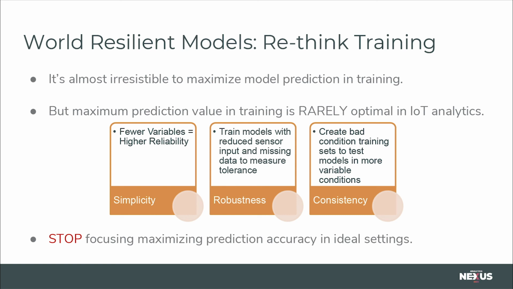Create bad condition training sets. Do this explicitly. Don't try to make the calibration perfect. Don't try to make the training data perfect. That is not what you're going to have in the real world. And if that's what you have in your training sets, you're never going to be able to build models that are reliable and robust enough to handle real world conditions.